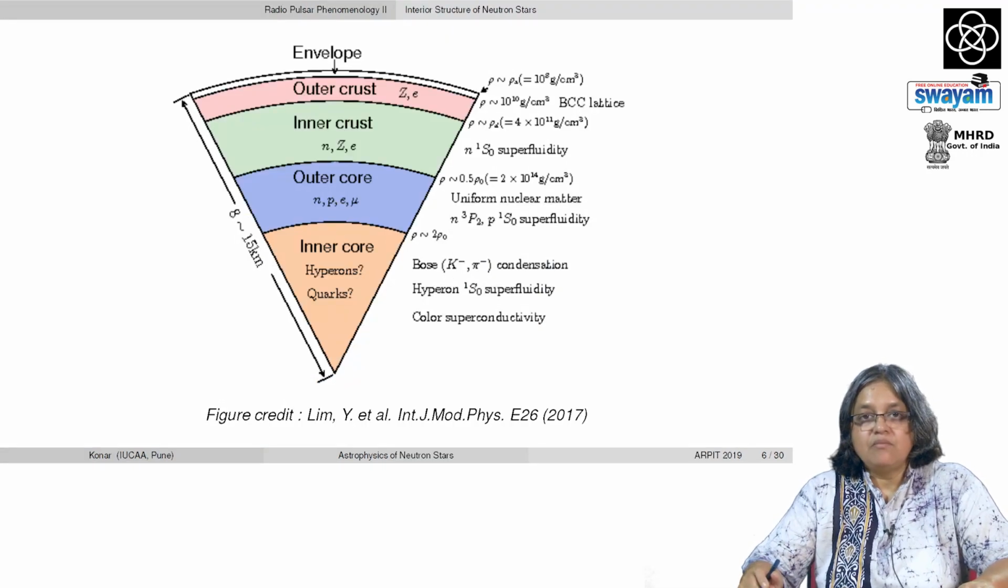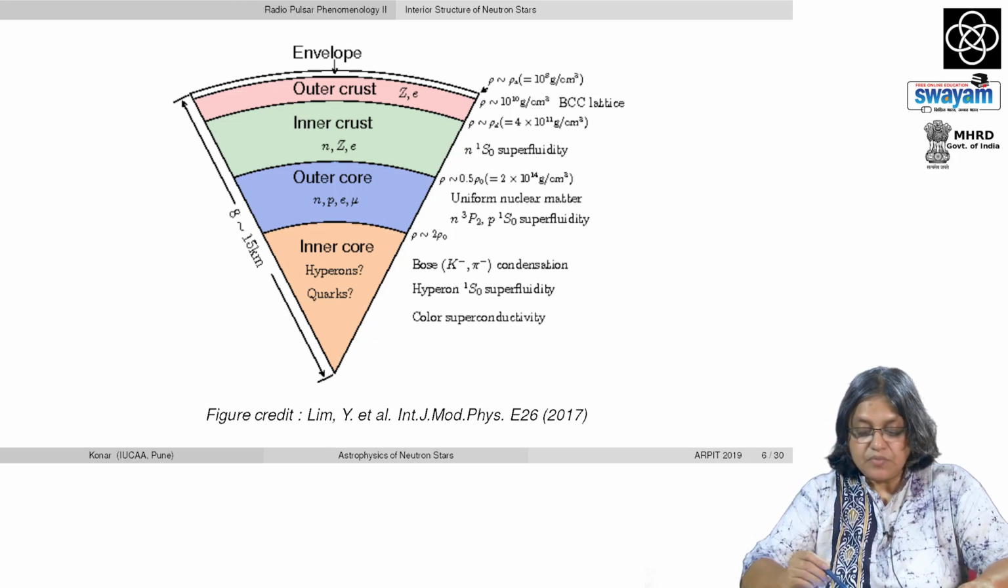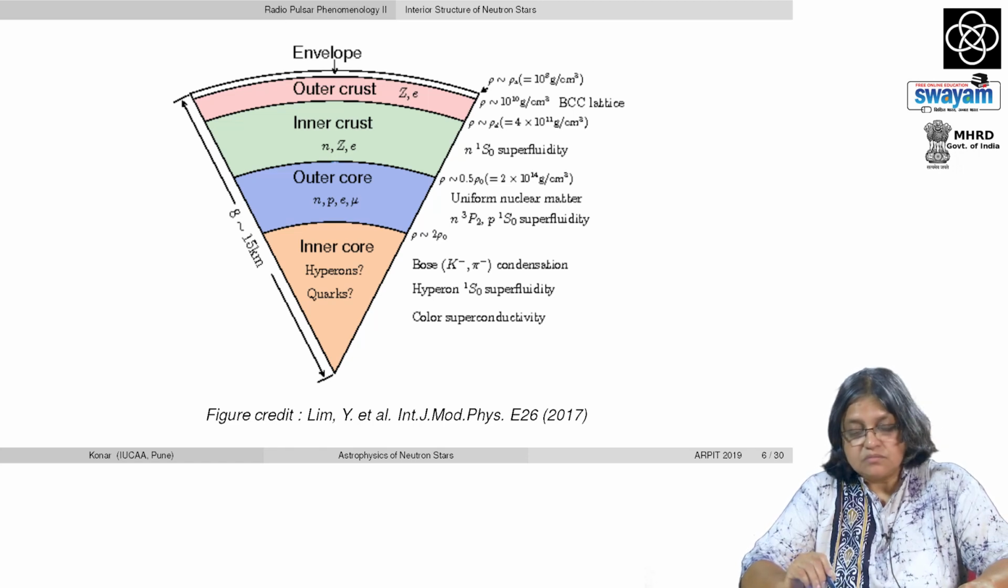Now, here is a mandatory pie diagram, a slice through the neutron star. Outside there is a very thin layer of envelope in the gaseous or liquid form, only a few centimeters. The outer crust, the solid crust, starts from about 10^8 to 10^10 grams per cc. It is a solid lattice, as I have mentioned. Then the boundary of the outer crust and the inner crust is at the drip density, 4 × 10^11 grams per cc.